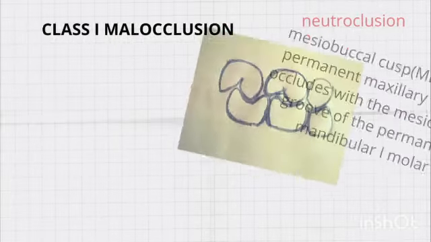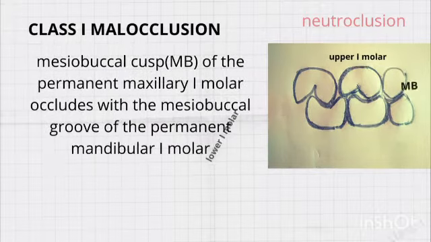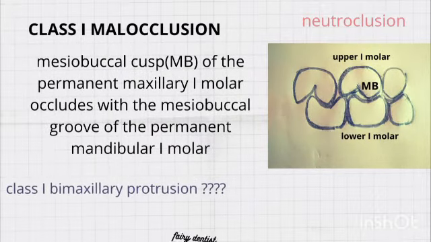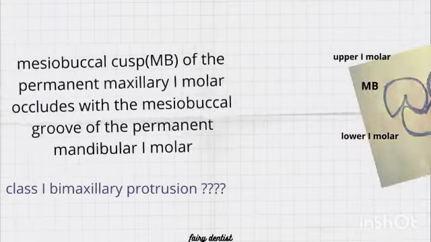Next we will move on to Class 1 malocclusion. Mesiobuccal cusp of the upper permanent first molar occludes with the mesiobuccal groove of the lower permanent first molar. Class 1 bimaxillary protrusion is a condition with upper and lower anteriors proclined and existing usually in an edge-to-edge relationship. Class 1 is otherwise known as neutrocclusion.